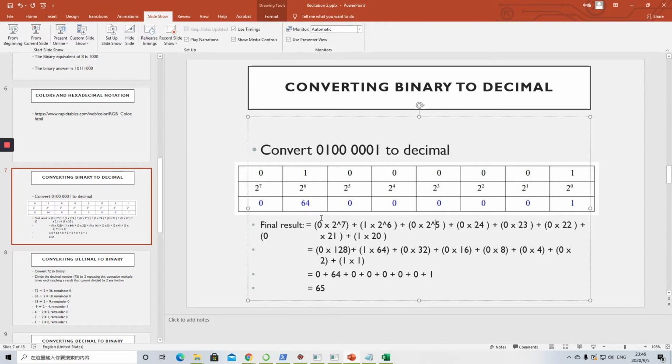0 times 2 to the 7 is 0, but 1 times 2 to the 6 equals 64, then all zeros, and the last one, 1 times 2 to the 0, equals 1. So the final result is 1 times 2 to the power of 6 plus 1 times 2 to the power of 0. Adding these columns together, 64 plus 1 is 65.